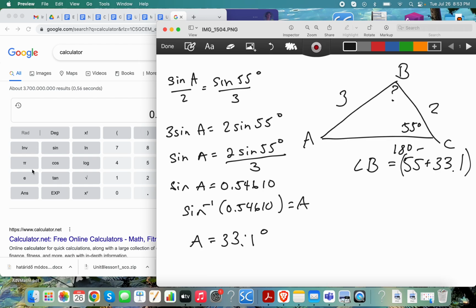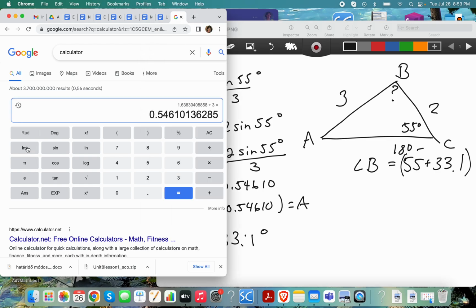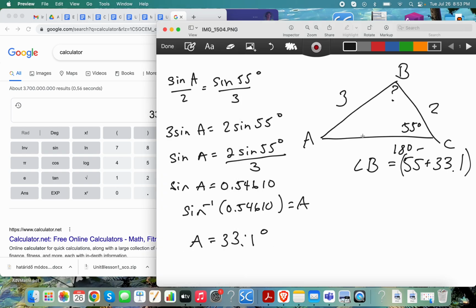So now I can say the inverse sine. I want the inverse sine of that answer, because it's taking this answer up here. And that's going to give me 33, and I go ahead and round to 33.1 degrees. And that is angle A. So that's this angle right here.